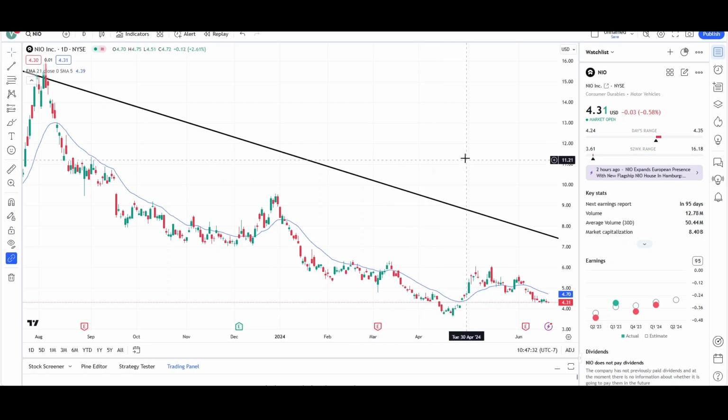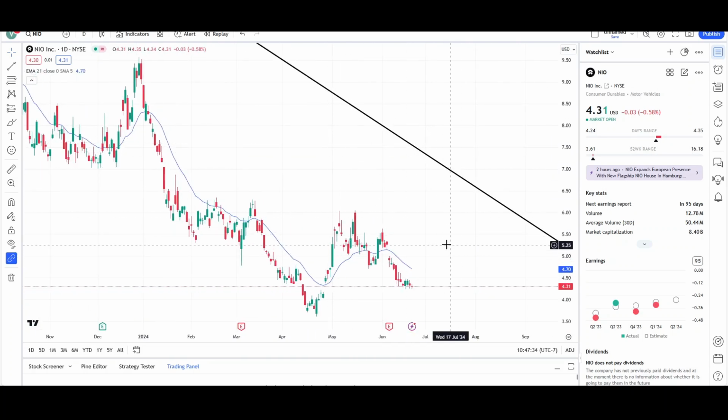So NIO, I'm looking at that every Friday now. It's a good stock to look at with Baba on Fridays. It's highly requested and one of my more popular stocks that people like to look at. So let's take a look at NIO.